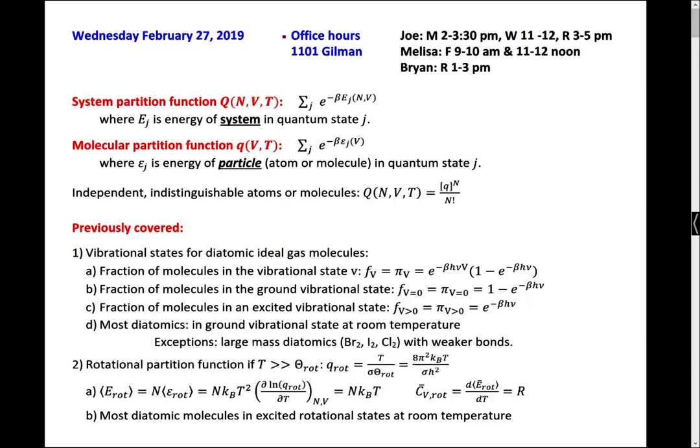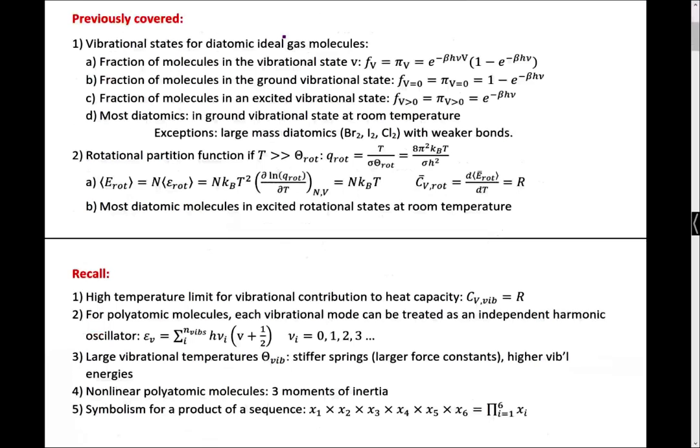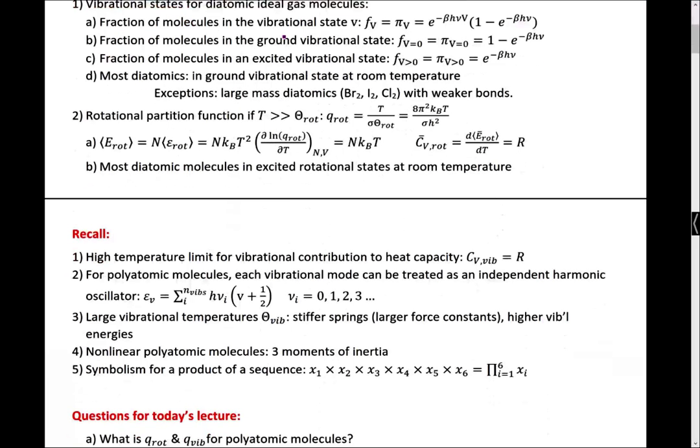From there, we turned our discussion to the rotational partition function. We derived this expression that we've used before. And of course, once we have the partition function, then we can calculate the energy of rotation of the particles that make up our systems. Right? What we saw last time was that most of our molecules are in excited rotational states. We'll build on that a little bit at room temperature. All right, so what we're going to do now is extend our discussion to polyatomics.